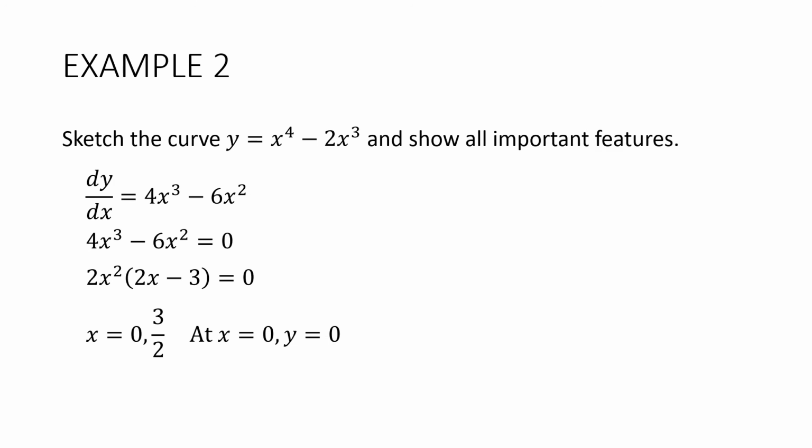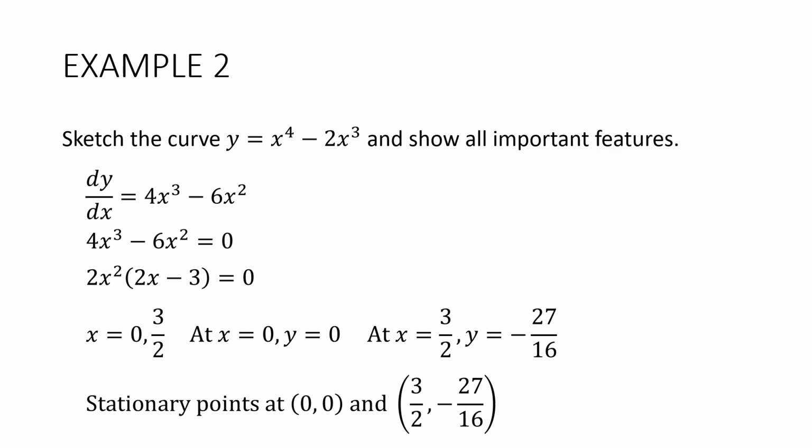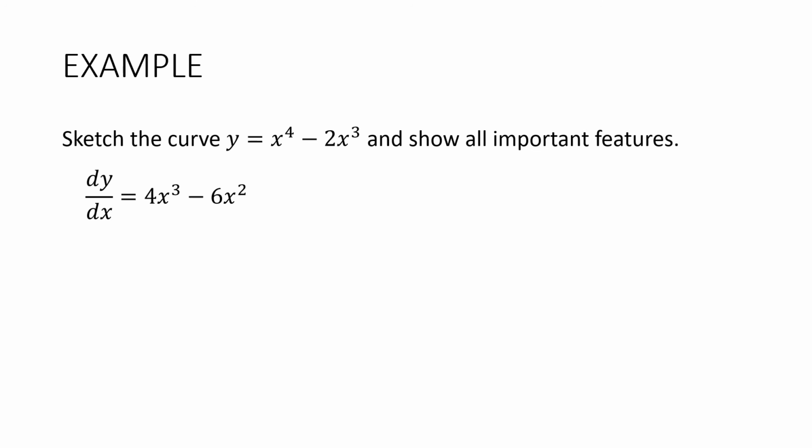And then substituting in the 3 over 2, just use your calculator into here, we're going to get negative 27 on 16. So our stationary points are (0, 0) and (3/2, -27/16). Now we're going to test the nature of those stationary points, so we need the second derivative.